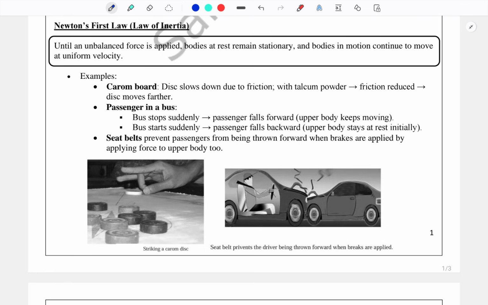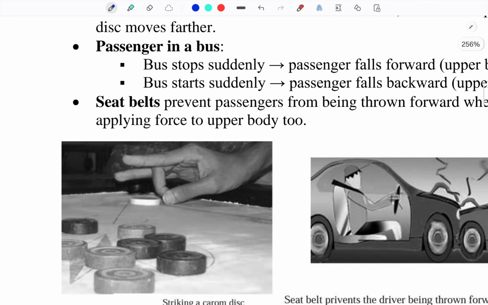So the first thing is the carom board, right? I think it is very familiar to people. Think you are applying a force to this disc, right? There is a disc. What is the state before you apply a force? It is at rest, right? What are you doing now? You are giving a force like this. Now what happened? Initially, it tries to give a resistive force against your force.